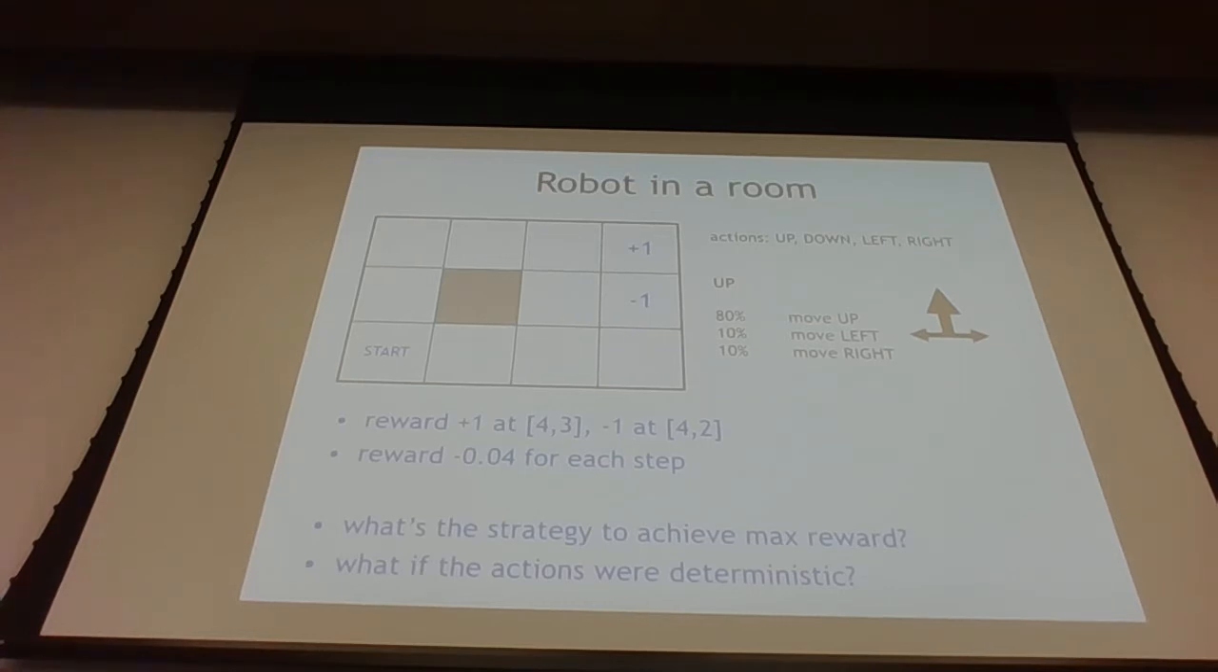This does not say that you have to reach somewhere. It says that I will give you a policy, and you move, and let's say what is the best policy that you can come up with. That is what it says. So what's the strategy to achieve maximum reward? We ask the question: what is the strategy to achieve maximum reward? And what if the actions were deterministic? We'll come to that a little bit later.